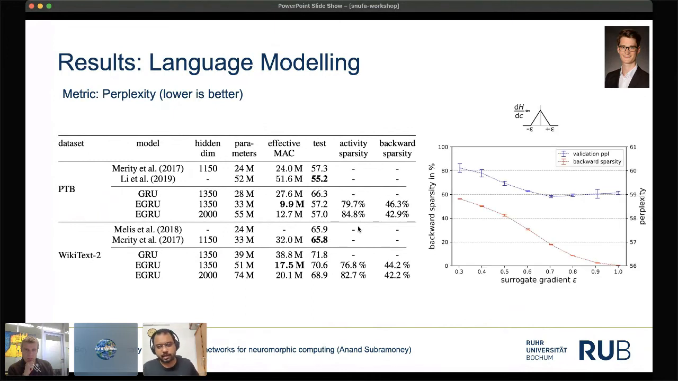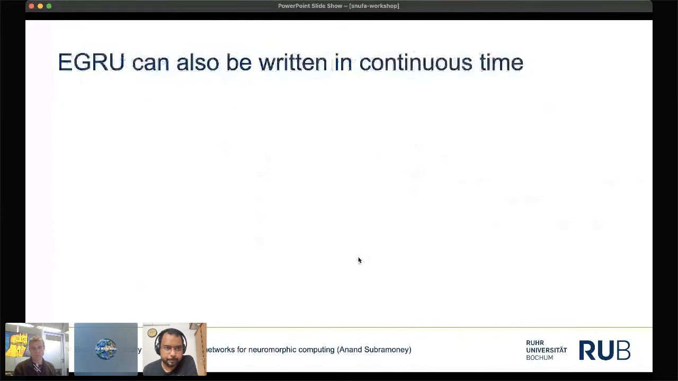And over here, you can see the effect of the width of the support of this surrogate gradient or pseudo derivative, and you can vary this to control the backward sparsity. So you can make it more narrow to have higher backward sparsity with some loss in performance, or make it more wide to get a bit higher performance. But there is a sweet spot in between where the performance is good, and the backward sparsity is not so bad. And this is a tunable parameter.